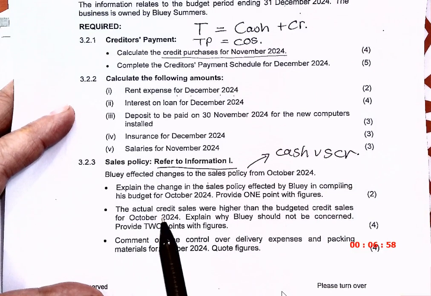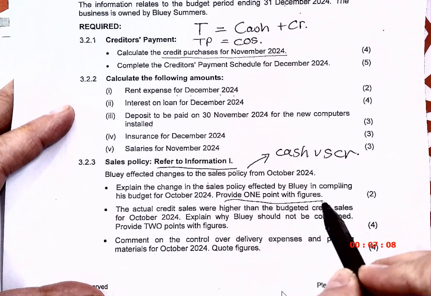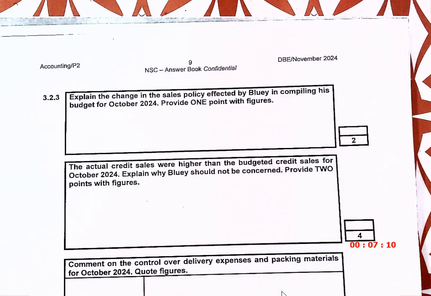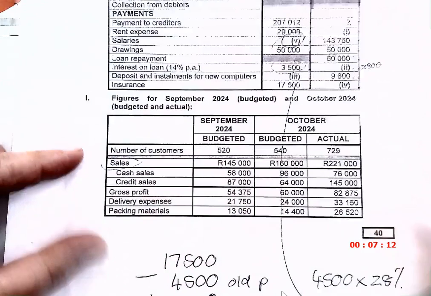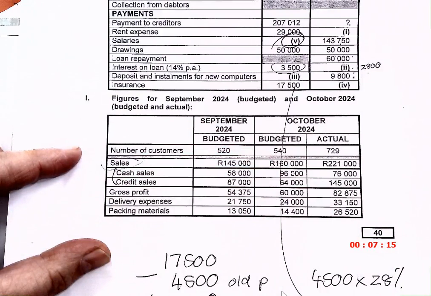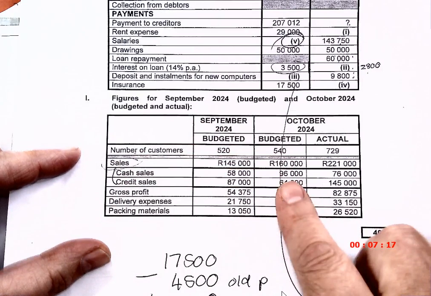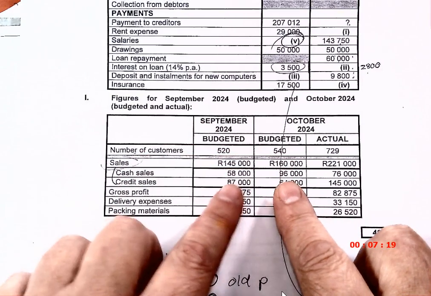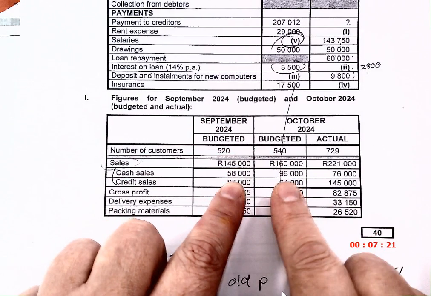Now they say, explain the changes in the sales policy affected by Bluey in compiling his budget for October. Provide 1 point with figures. Now if I go look here, can you see they divided cash and credit? So now they give me last year, last month and this month.